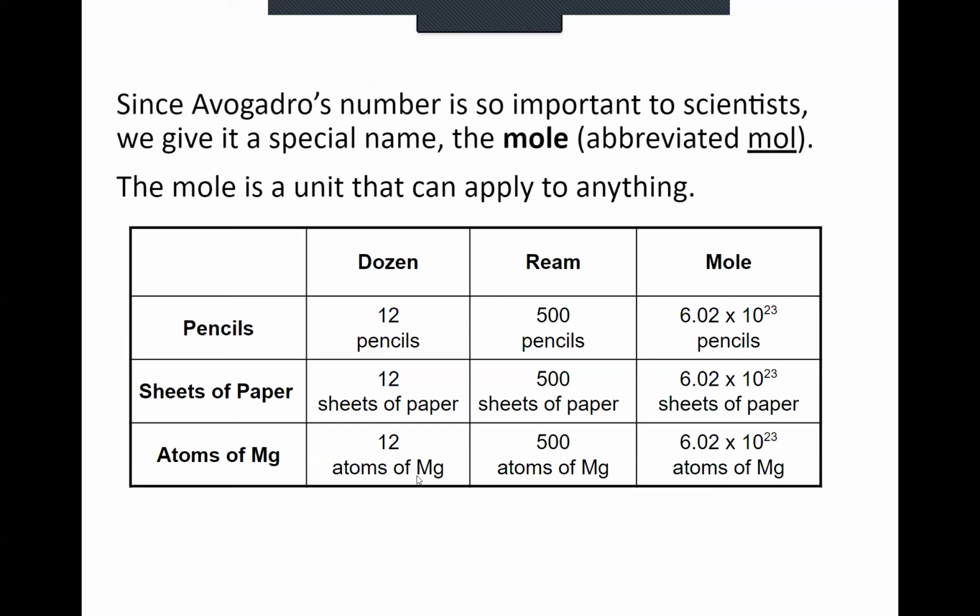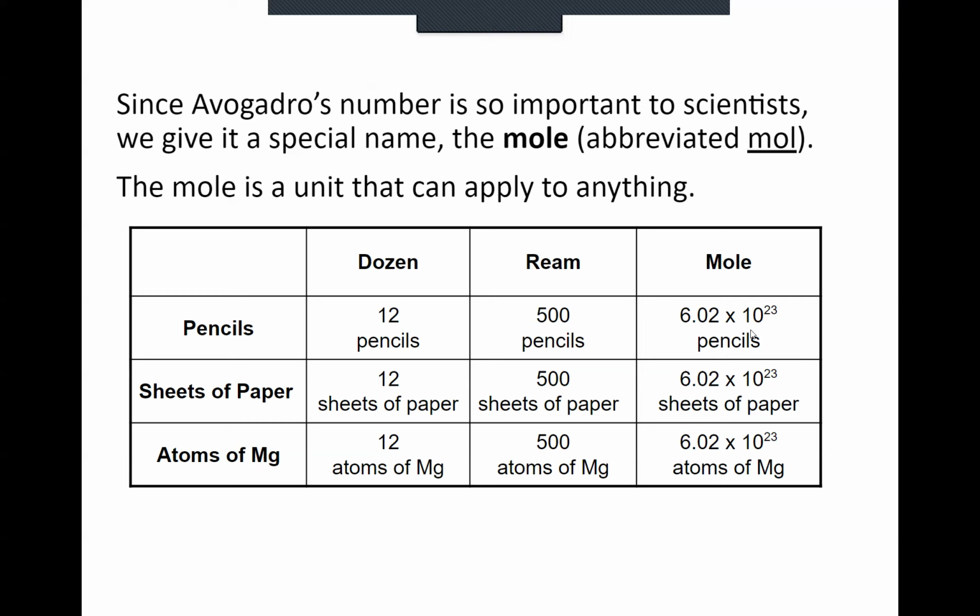I could have a dozen atoms of magnesium, although that number of atoms of magnesium would be way smaller than what I could handle in lab, but I could still have that. The word ream is what we typically measure the number of sheets of paper in. So when you go to the store and say, I need some printing paper, they would say, okay, here's a ream. How many reams do you want? It would be in units of 500. In the case of atoms or molecules, the unit that we use isn't a dozen or a ream, it's a mole. And you could have a mole of pencils.